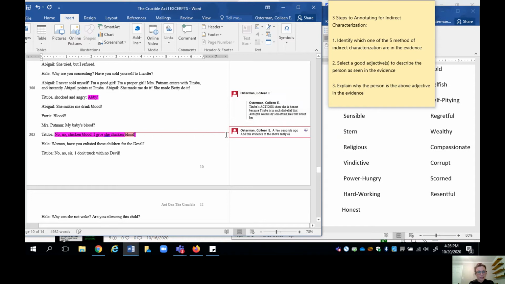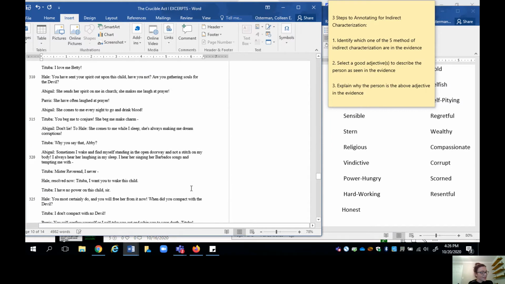All right, let's do this one more time for Tituba. So as Abigail is accusing Tituba of basically being a witch, everybody starts to jump on board because everybody wants to accuse somebody. Somebody has got to take the fall. And Tituba, again, is a scapegoat and an easy target.